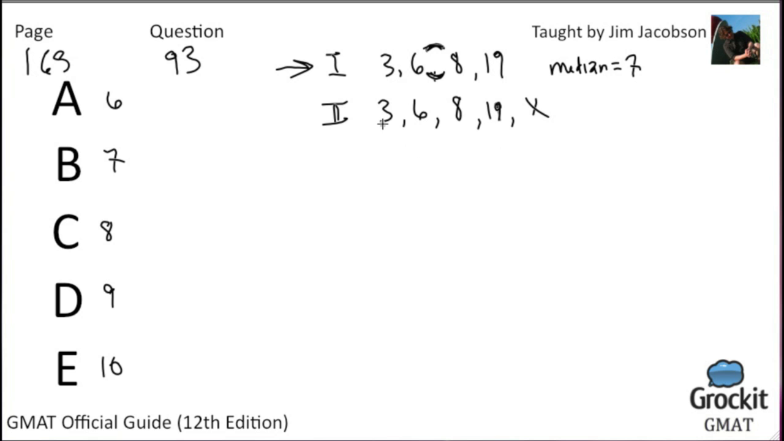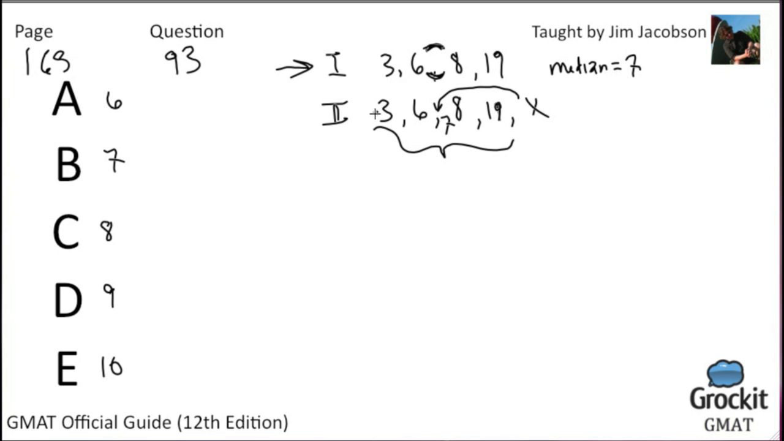So we have the numbers, and they're exactly the same numbers that we had in set 1: the 3, 6, 8, and 19. The only way that the middle number of set 2 can be the same is if x is the middle number, right there. And the only way it can be the middle number and have the same median is if x itself is 7. If you put x anywhere else, it will change which number is the middle number.